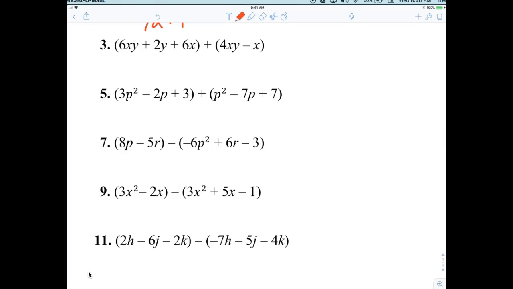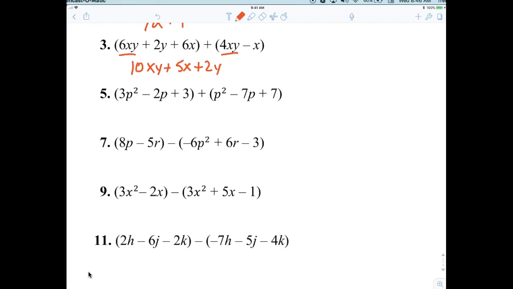Number 3. Now, can you add a y with xy? No. So you would say 6xy plus 4xy is 10xy plus 5x plus 2y. I don't care if you put the y in front of the x. The order can be a little flexible, all right? But generally what we do is we do alphabetical order descending, so the x's come before the y's.